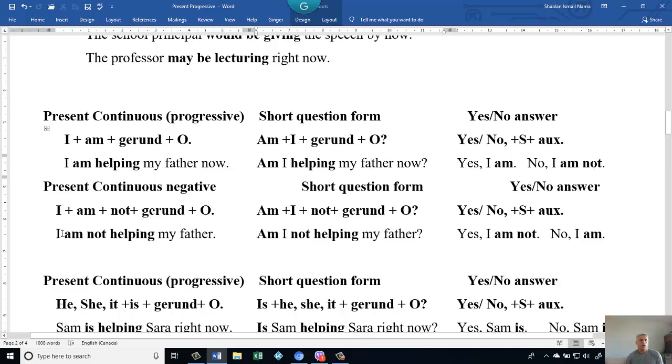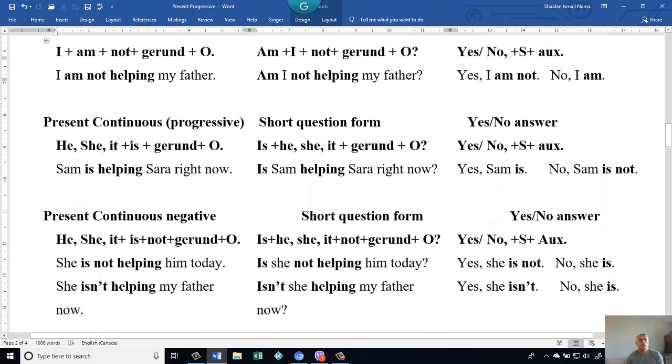Same thing we have here. If we have it in the negative, I am not helping my father. Here we have the auxiliary verb, then we place it in front of the subject, then we keep the rest of the sentence as it is, no change. Am I not helping my father? Yes, I am not, or no, I am. Here, because maybe the person is really not helping his father, that's the reason we say yes, I am not. But if it's a different situation, there's going to be a different answer.